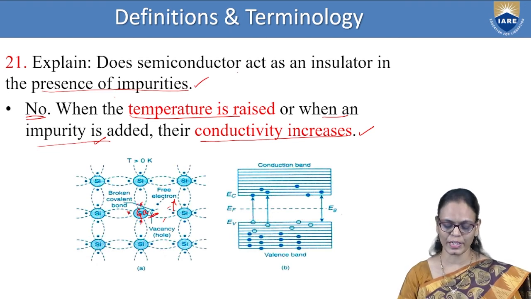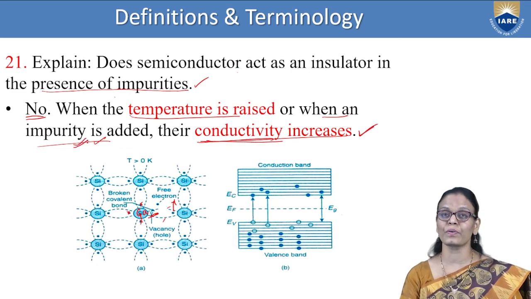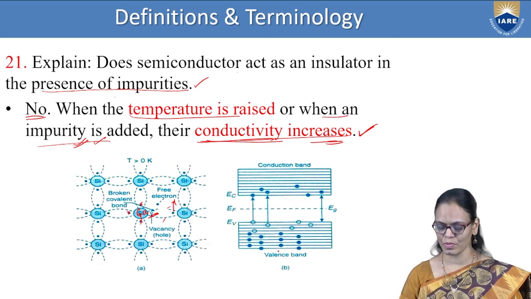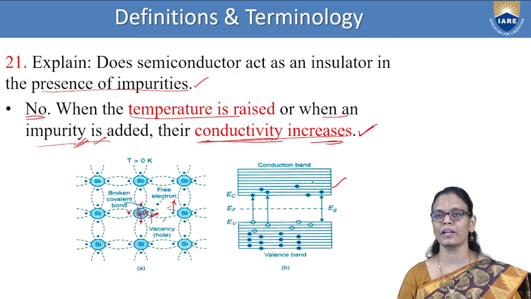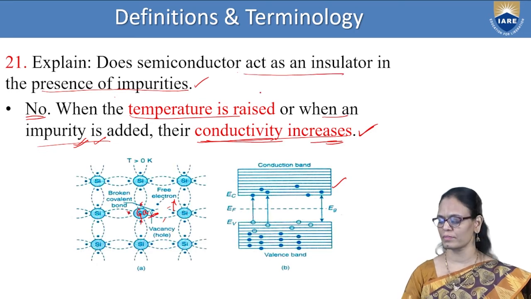Then what happens? It can move inside the crystal, which gives rise to conductivity. So the conductivity increases. Whenever we add an impurity, its conductivity changes; it increases. You see in the diagrammatic representation of the band diagram also, some of the electrons have gone to the conduction band, they have become free. So it will start conducting. So it does not behave as an insulator.